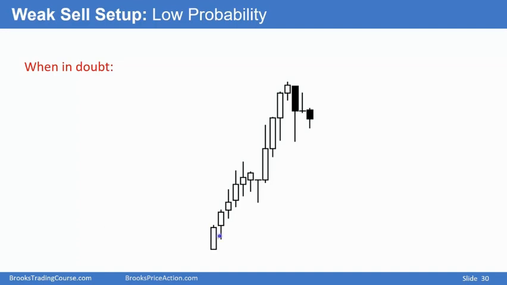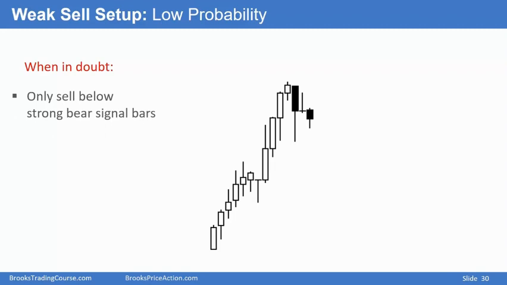Strong bull trend, no bear bar in about 10 bars or so. Do I want to sell below this bar? No. Do I want to sell the second entry below this doji? I personally would not. It's not a strong sell signal bar, and the bull channel is still tight. Probably the best the bears get is a trading range.